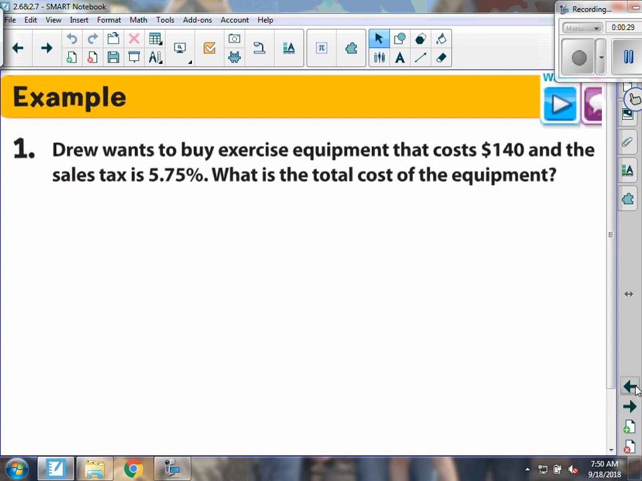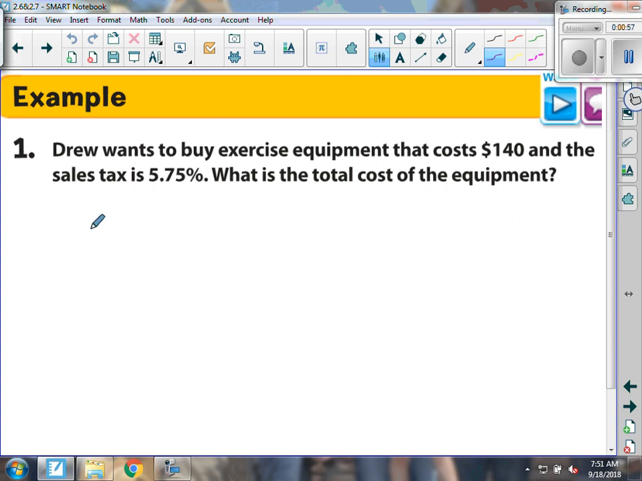So copy this down. Drew wants to buy exercise equipment that costs $140, and the sales tax is 5.75%. What is the total cost of the equipment? Okay, so take a moment to copy this down. Okay, to solve this, we're really just finding the percent of a number.